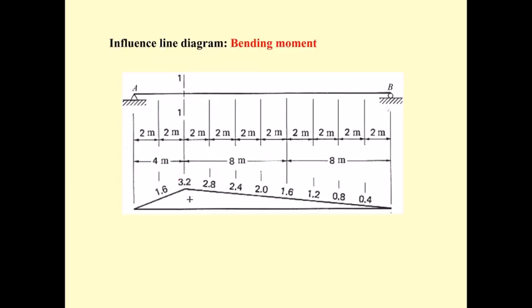And next, bending moment. You do the same thing. You move the 1 unit load from A to B. Every step you do the free body diagram, compute your moment, and then you put the graph. If the force is at A, again, the force is applied directly to the support, so there is no moment at section 1.